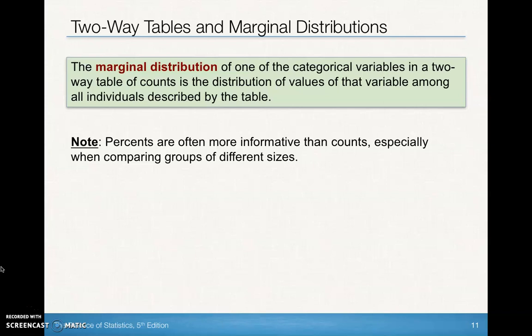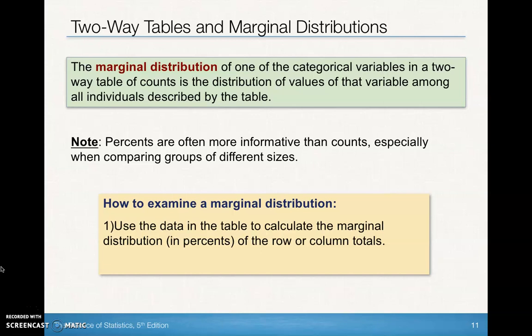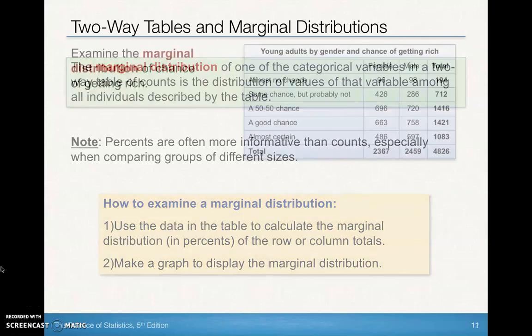In a marginal distribution, like I just said, you're only looking at the totals. You're looking at the margins of your table. So the total number of females out of the total number of people. So you always use the data in the table to calculate the marginal distribution. And you're going to leave this as a percent or a decimal before you move it to make it a percent. And you're going to use only the row and the column totals. You can use this to make a graph or a display of the marginal distribution.